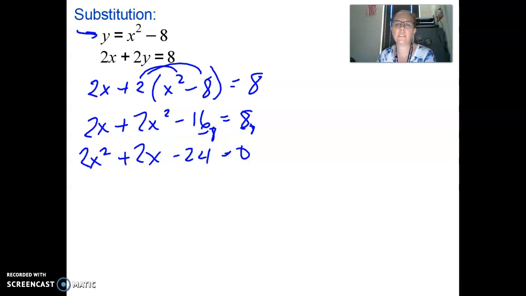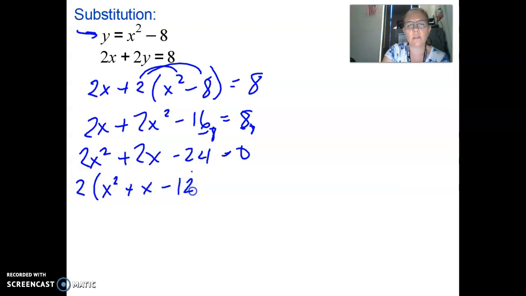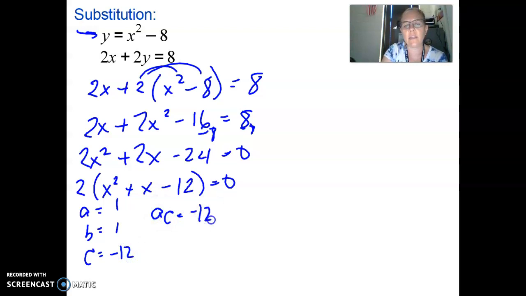Okay, now our first step when we're trying to solve quadratics, we want to see if we can find a GCF. So 2, 2, and negative 24 has a GCF of 2. That's going to make our computations a little bit easier because now I have smaller numbers to work with. All right, so I'm going to do A equals, B equals, C equals. A is 1, B is 1, C is negative 12. So when I multiply A and C together, I get negative 12. So I want 2 numbers that multiply to be negative 12 and add to be 1. Okay, that is going to be 4 and negative 3.